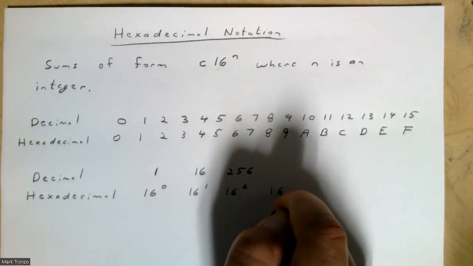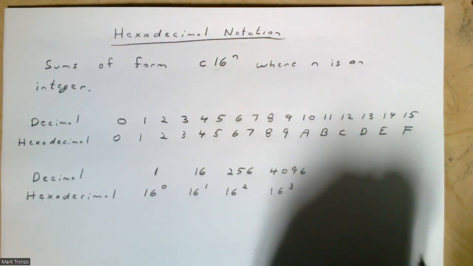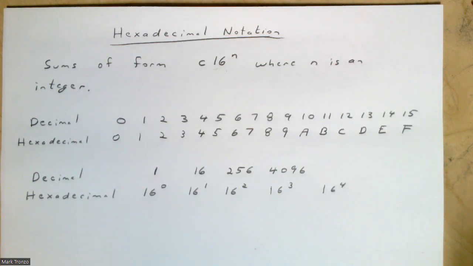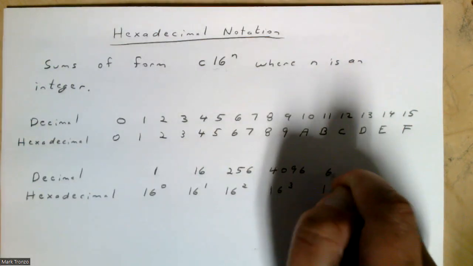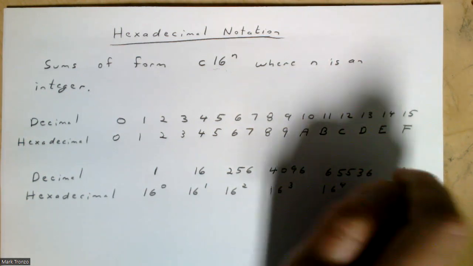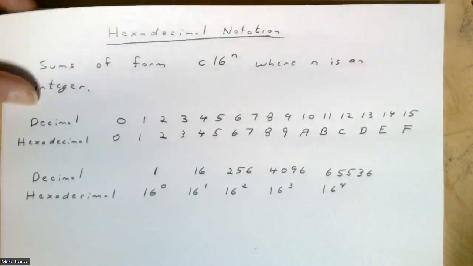And 16 cubed is 4096. And 16 to the fourth. We're probably not going to go anywhere near these large numbers, but let me just write a couple of them down: 65,536. So we have this system here. So let's just jump right in and convert numbers.